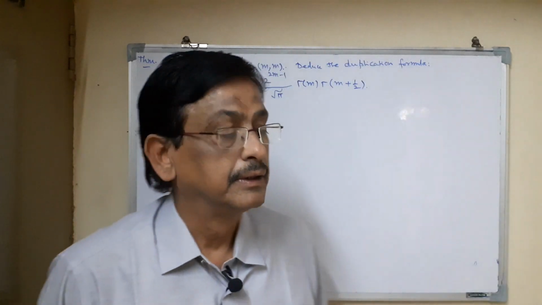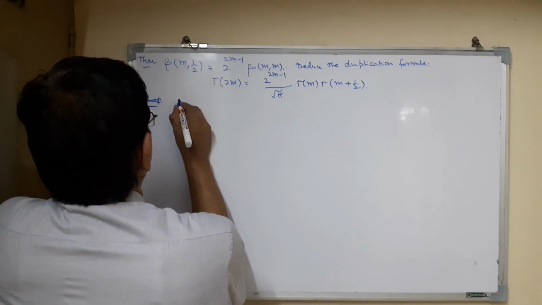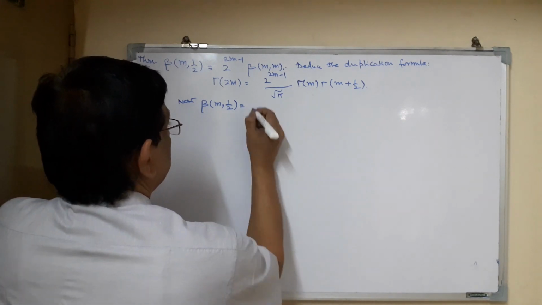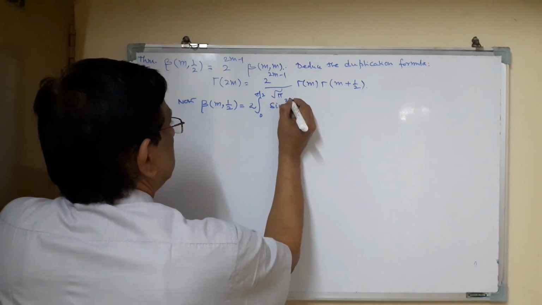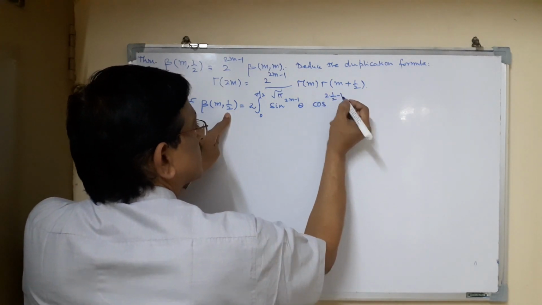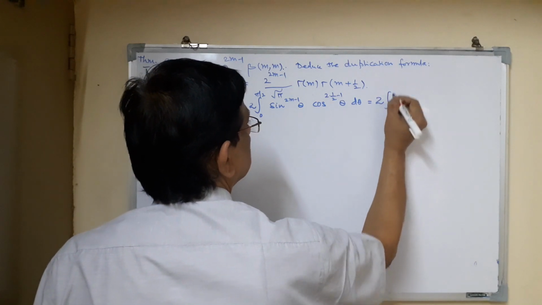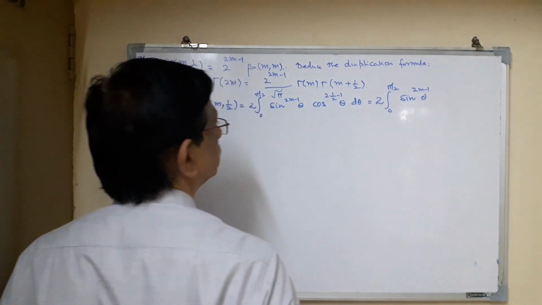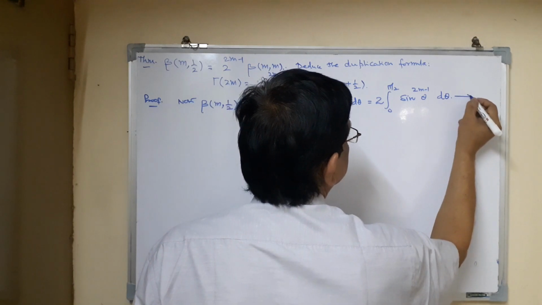Now, let us see the proof of this. Now, beta of m comma 1 by 2 is equal to, I want to use the formula for beta, twice integral 0 to pi by 2 sine power 2m minus 1 theta cos power 2 into 1 by 2 minus 1 theta d theta, which is equal to twice integral 0 to pi by 2 sine power 2m minus 1 theta, cos power 0, so this is simply d theta. Call this as 1.